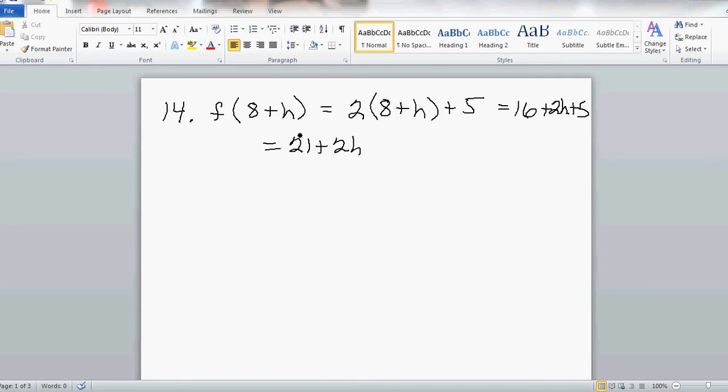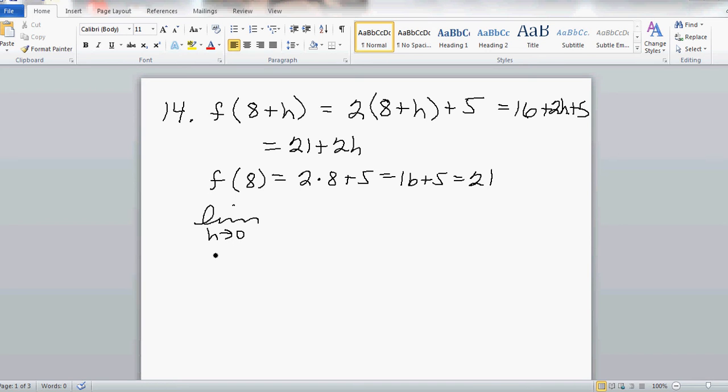But according to the directions, we also need to know f of x sub 0. In number 14, x sub 0 is 8, so that's even easier to calculate. f of 8 is 2 times 8 plus 5, or 16 plus 5, which equals 21. Now we are ready to start plugging in some values.